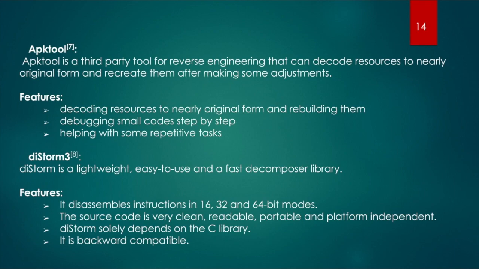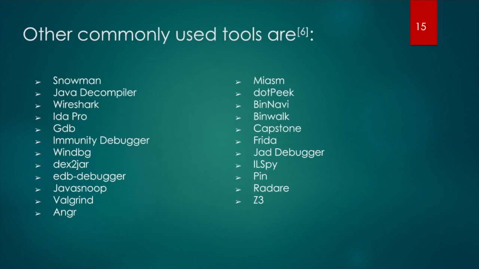DiStorm3 is a lightweight, easy to use and fast disassembler library. Its main feature is that it is one of the fastest disassembling tools available. It disassembles the instructions in 16, 32 and 64-bit modes. The source code is very clean, readable, portable and platform independent. It solely depends on the C library and is also backward compatible.